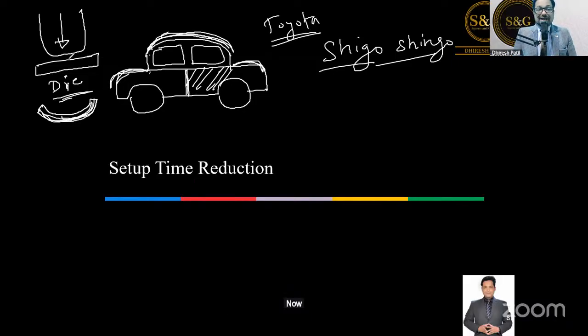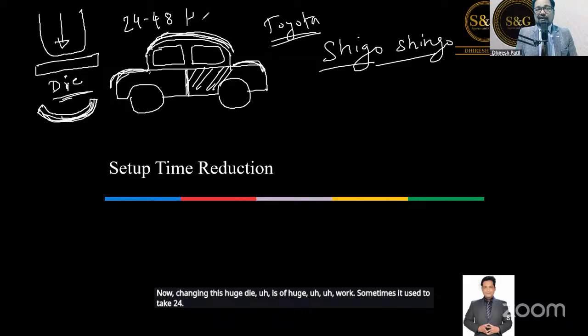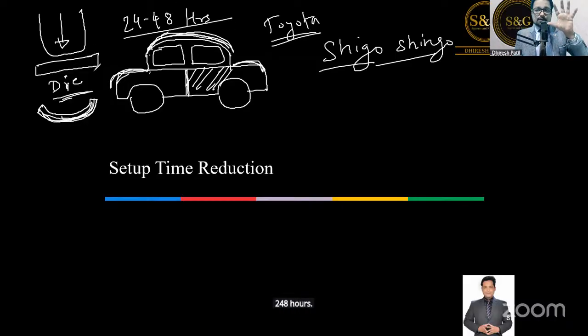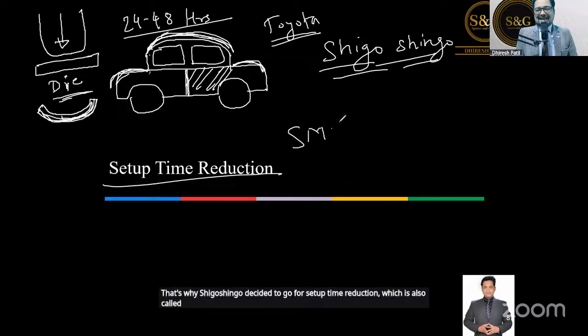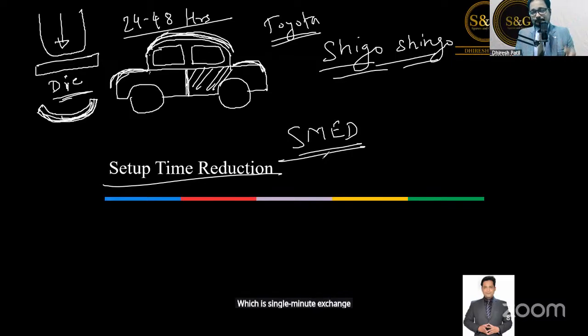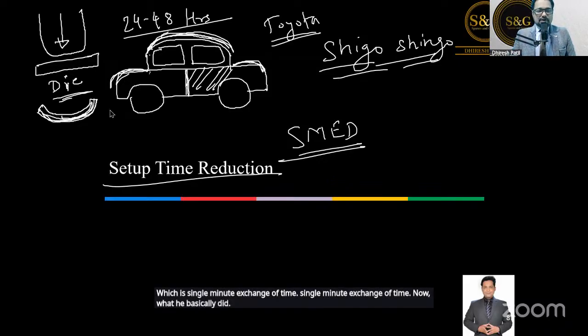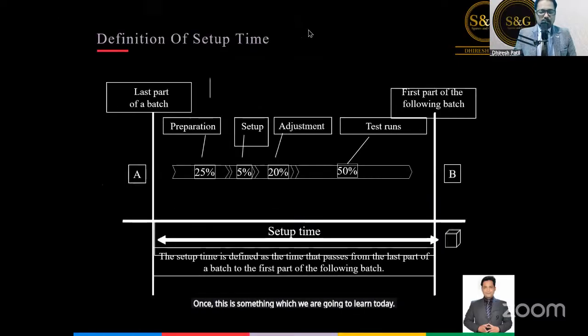Now changing this huge die is a huge work. Sometimes it used to take 24 to 48 hours to change one die, and that was a big pain for these organizations. That's why Shigeo Shingo decided to go for setup time reduction, which is also called the SMED technique, single minute exchange of die. This is something which we are going to learn today. So what he did, he broke down all the activities into various parts.